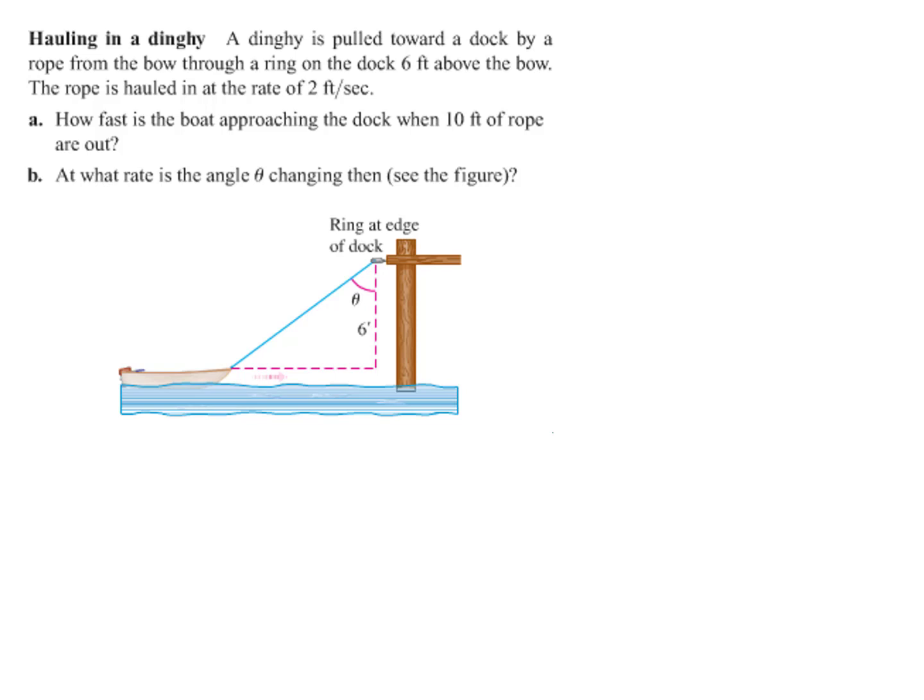A dinghy is pulled towards a dock by a rope from the bow through a ring on the dock 6 feet above the bow. The rope was held in at a rate of 2 feet per second. So here we have a picture, and this one is 6. And so we could call this one R and this one X. R is for the length of the rope, and X is for the distance from the dock.